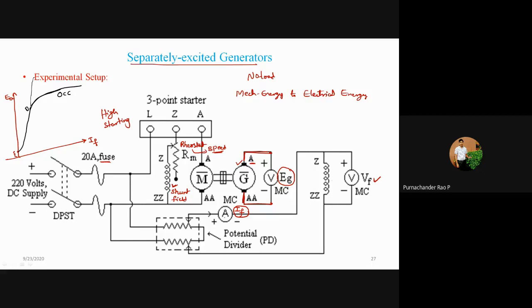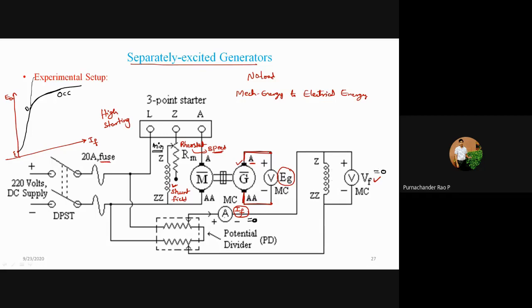So what is the procedure now? I will go step by step. Initially, this circuit will be connected as per this circuit, and you see that the field rheostat of the motor must be in minimum resistance condition. This is a precaution which we have to take. And the field winding potential divider must be in the maximum position, or the field current must be zero. Initially IF must be zero, so your voltmeter reading is also zero across the field winding.